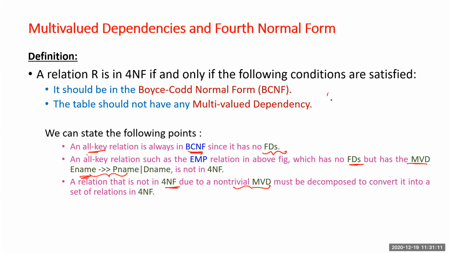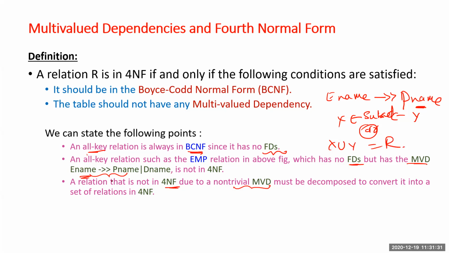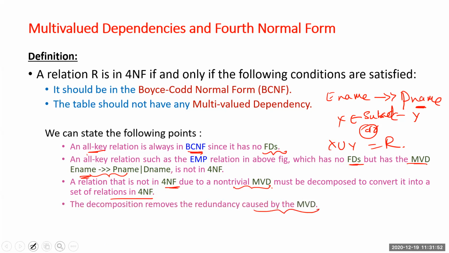A relation that is not in 4NF, what will you do, due to a non-trivial MVD? How do you check whether it is a trivial or non-trivial one? We check the previous condition: either Y should be a subset of X, or X union Y is equal to R. It is not there for me in both cases. So that means it is a non-trivial multivalued dependency. If that is a non-trivial multivalued dependency, then it must be decomposed into a set of relations. It should be broken down. The decomposition removes the redundancy caused by the MVD.